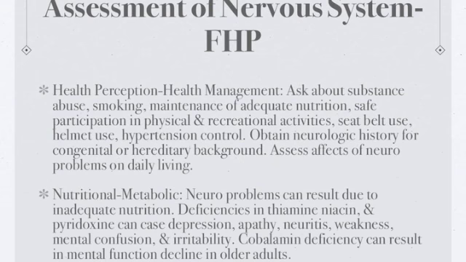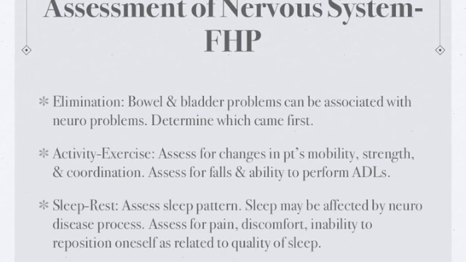Nutrition, metabolic: we know that neuro problems can happen due to inadequate nutrition. Thiamine, niacin, pyridoxine, sorry, I'm not the best at pronouncing that, can cause depression, apathy, neuritis, weakness, mental confusion, and irritability. And then we want to pay attention to cobalamin as well. Elimination. It's really easy to overlook this, but if a patient is having some issue causing paralysis, they may not be able to control their bowel or bladder habits. So this is really important, but you want to determine which came first. Did the neuro problem happen first, or did an elimination problem happen first, okay?